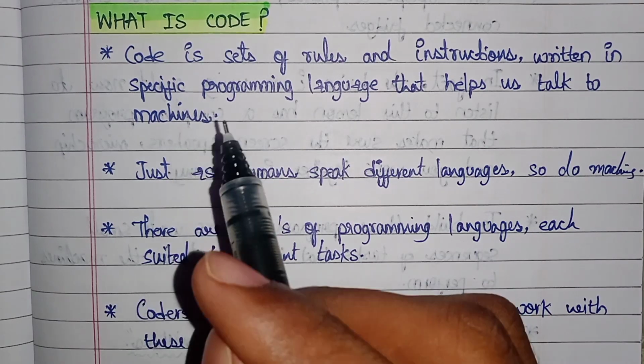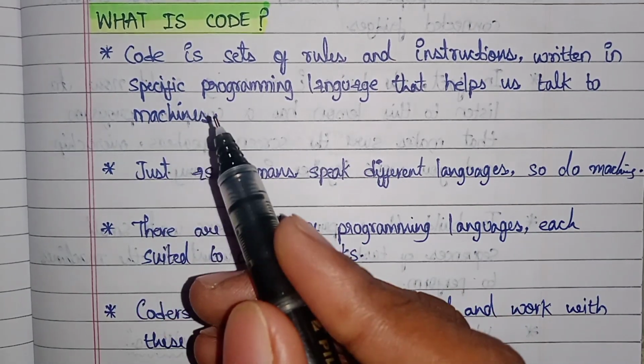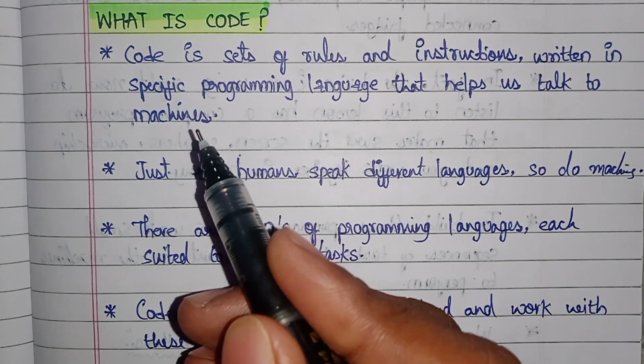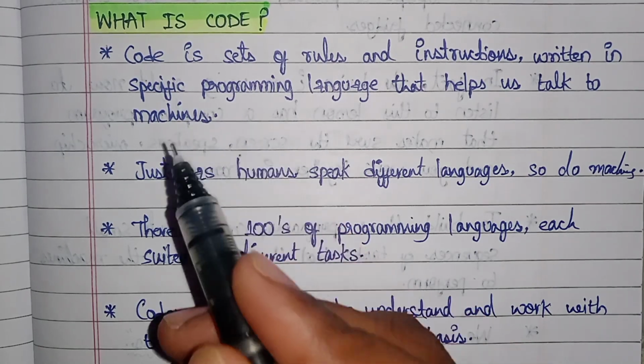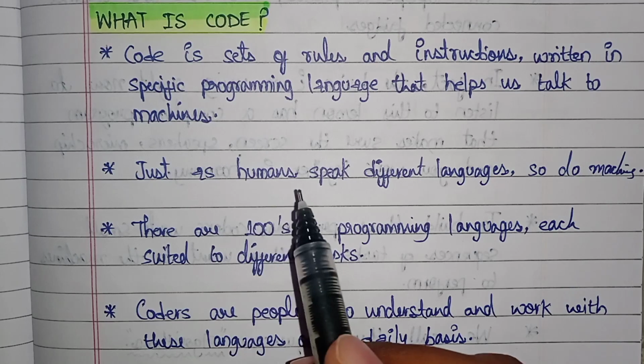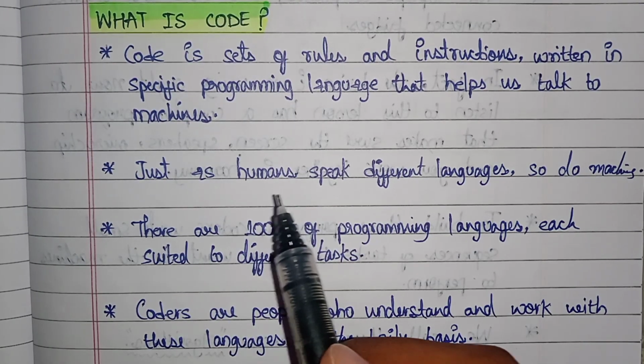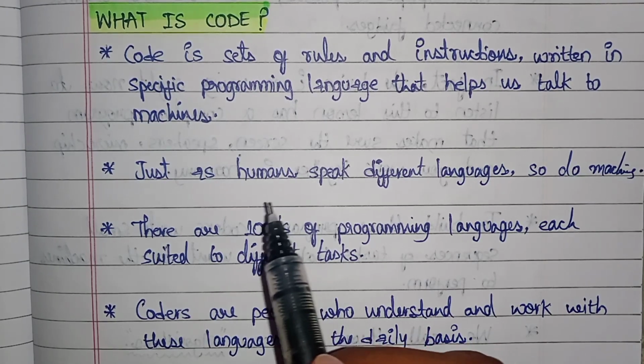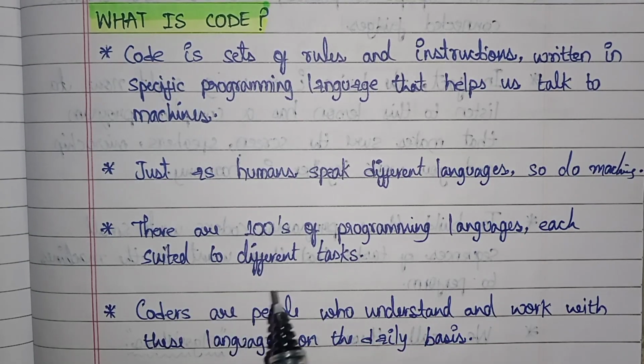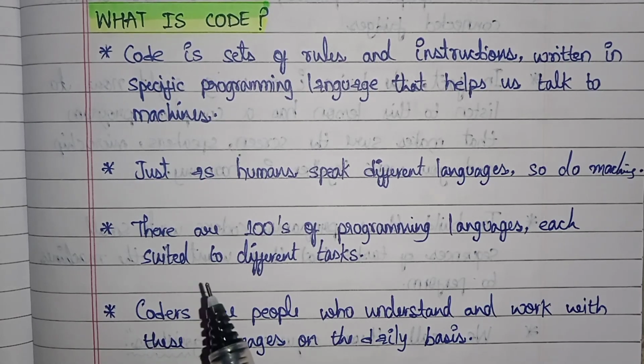Okay, so the programming language may be C or C++ or Java or Python. So these languages help us to talk to machines. Just as humans speak different languages, machines also have programming languages like C, C++ and others. There are hundreds of programming languages, each suited to different tasks. So we know the C programming language, C++, Java, Python. There are hundreds of programming languages which are used to talk to machines.